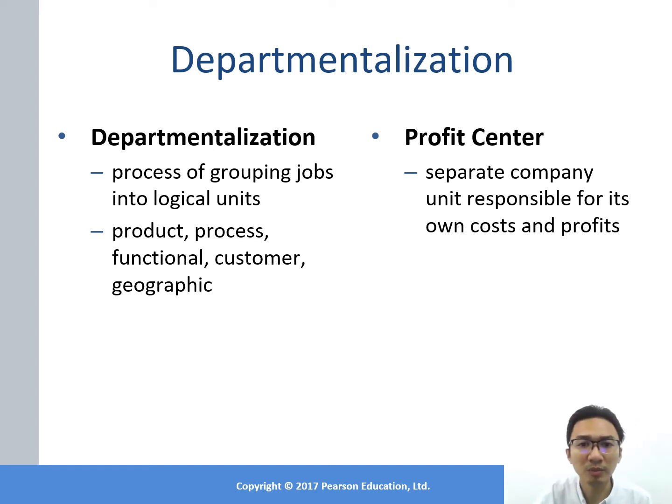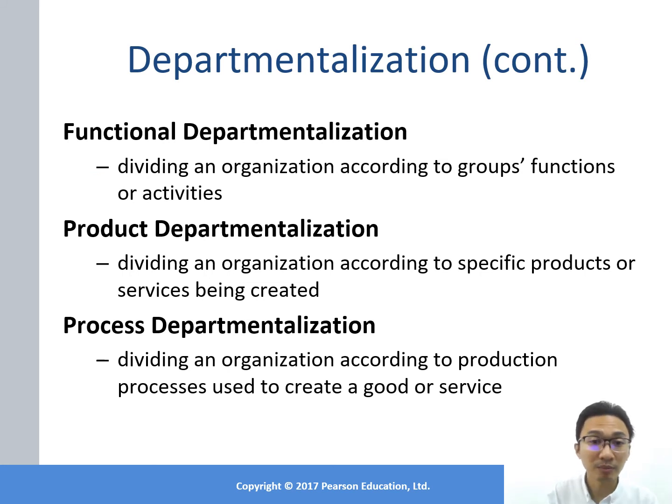You also have to remember that managers do not departmentalize their jobs randomly. They normally group them into departments based on common purpose. Departmentalization can be done according to product, process, functional, customers, and geographic. I repeat that again: we departmentalize by product, process, functional, customers, and geographic. So these are some examples of how we departmentalize our company.